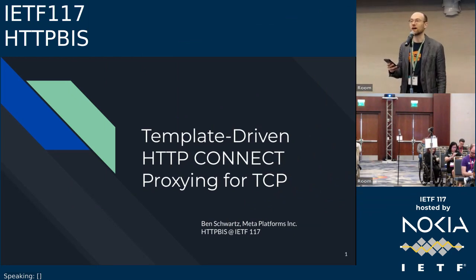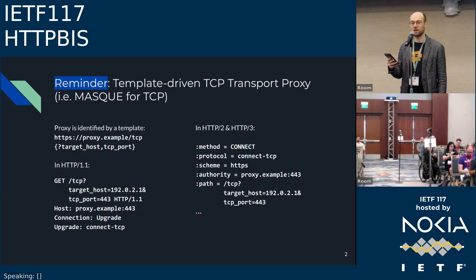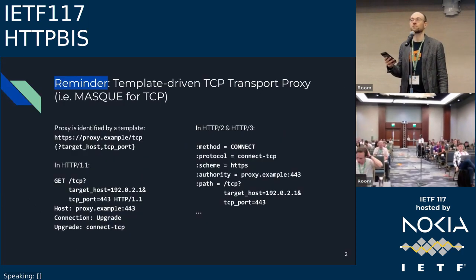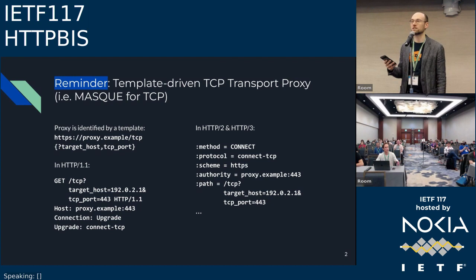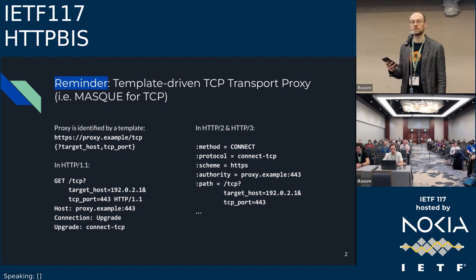Hi, I'm Ben Schwartz at Meta, and this is template-driven HTTP Connect proxying for TCP, or really, as a reminder, what we're talking about is basically MASQUE for TCP. HTTP Connect is a long-standing way to move TCP through HTTP. This is a variation on that idea that aligns with the MASQUE template-driven proxy system. The proxy is identified by a template, which tells us how to construct a request in HTTP/2 and HTTP/3. That's extended connect. In HTTP/1.1, that's via the upgrade mechanism.